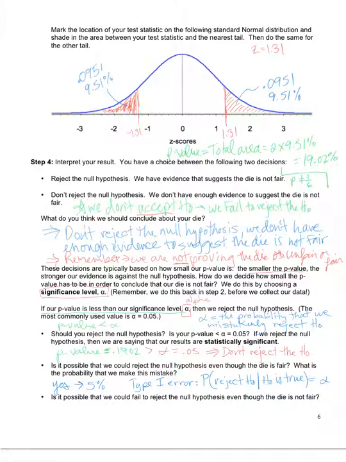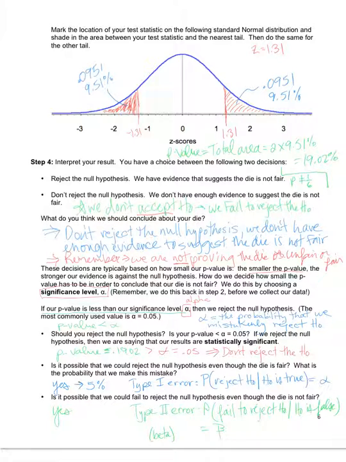There's another type of mistake you can make. The last bullet here: is it possible that we could fail to reject the null hypothesis even though the die is not fair? The answer is again yes, you can make that mistake too. This is called a type 2 error. Using the notation from above, this is the probability that you fail to reject the null hypothesis, given that H0 is false. Beta is usually used as the symbol for this probability, that's the Greek letter beta.